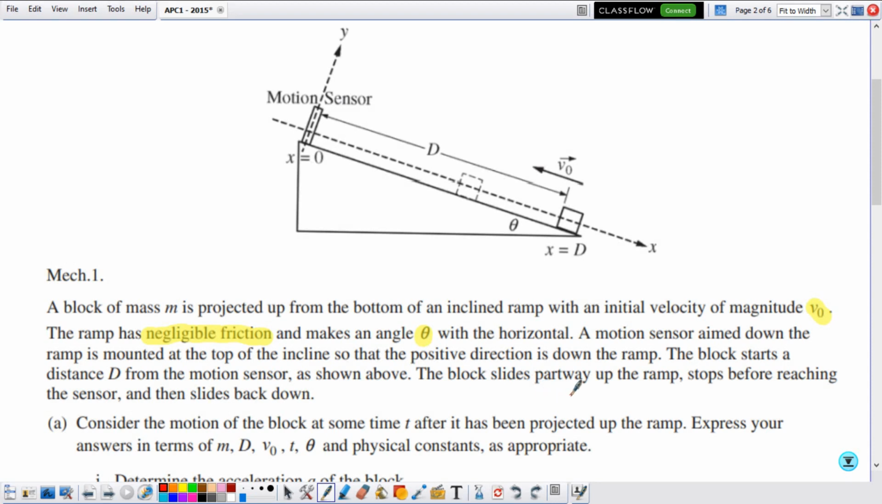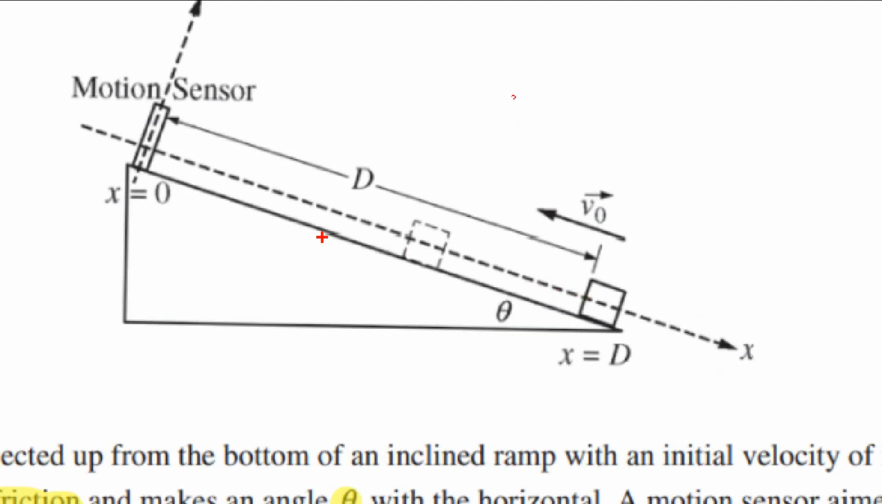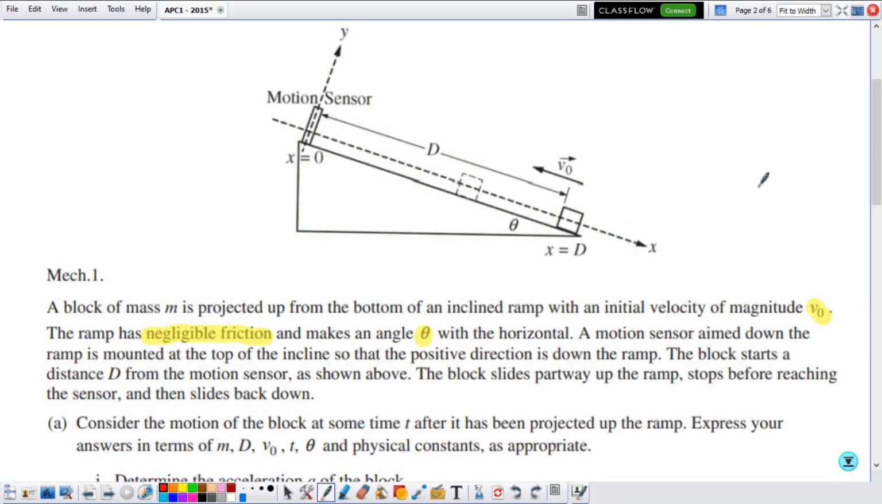The block slides partway up the ramp, stops before reaching the sensor, and then slides back down. So basically, upon the upward motion along the ramp, it will stop somewhere here, then it will slide back down.